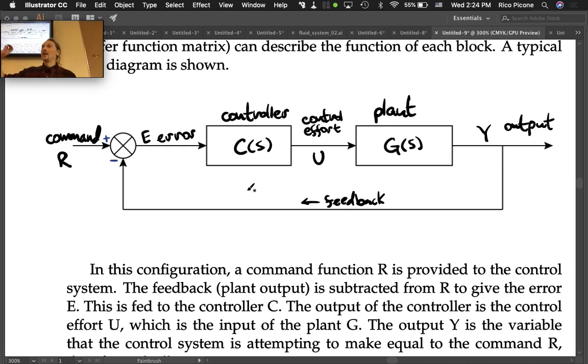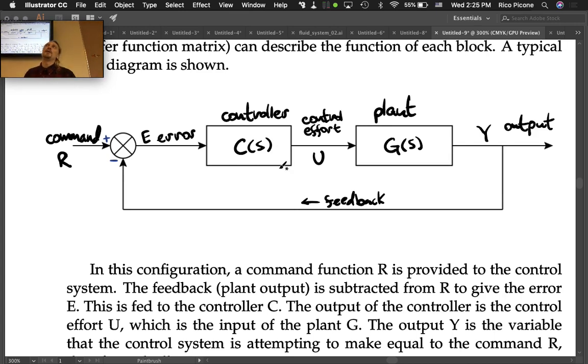But we still have to put in what we want the output to be. And then the question that remains is, what actually happens? We say we want the output to be 1,000 RPM. What is it actually doing? That's what we're going to be looking at. And how do you choose the controller to make that happen as quickly as possible?